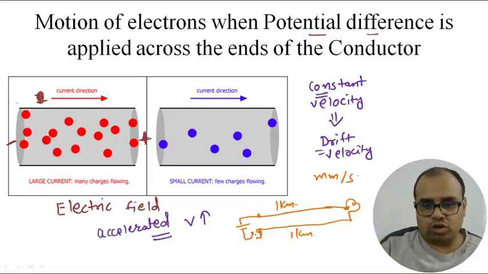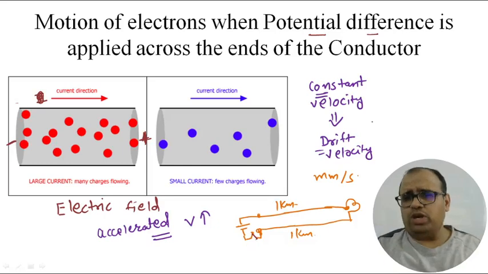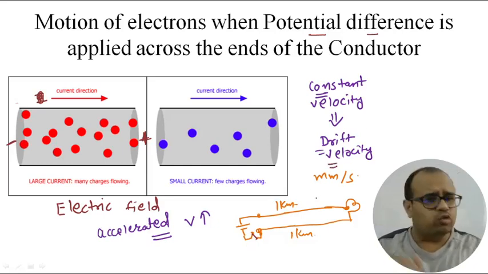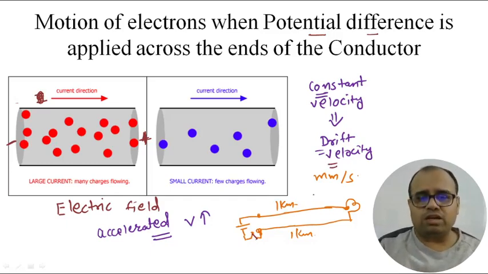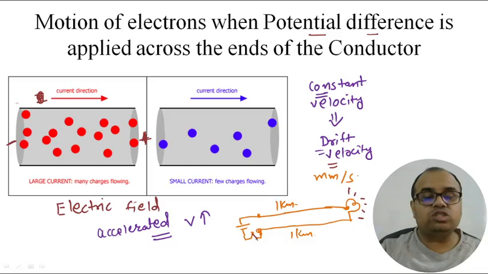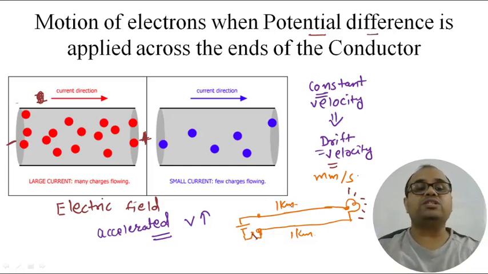When we switch it on, what happens? You see, because the drift speed is a few millimeters per second, what should happen? It should take some time for this electric bulb to glow. But do you know what happens? Surprisingly, as soon as you switch on this switch, the bulb starts glowing instantly.